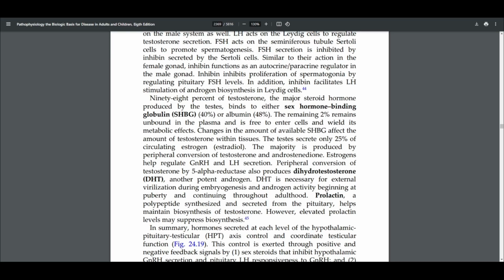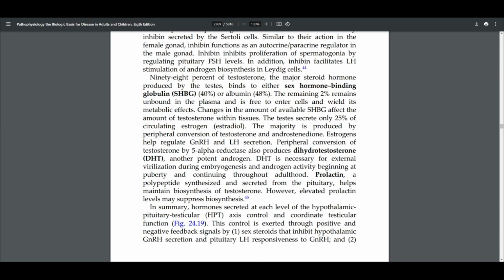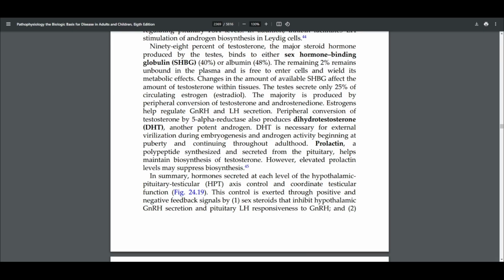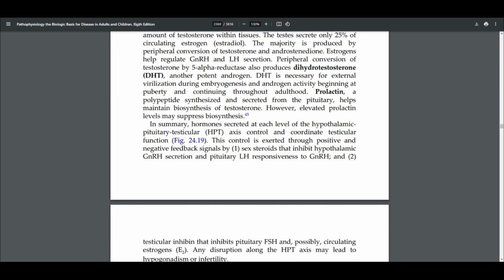Estrogens help regulate GnRH and LH secretion. Peripheral conversion of testosterone by 5-alpha reductase also produces dihydrotestosterone, another potent androgen. Dihydrotestosterone, or DHT, is necessary for external virilization during embryogenesis and androgen activity beginning at puberty and continuing through adulthood. Prolactin, a polypeptide synthesized and secreted from the pituitary, helps maintain biosynthesis of testosterone. However, elevated prolactin levels may suppress biosynthesis.